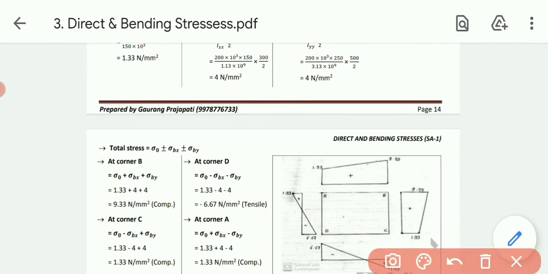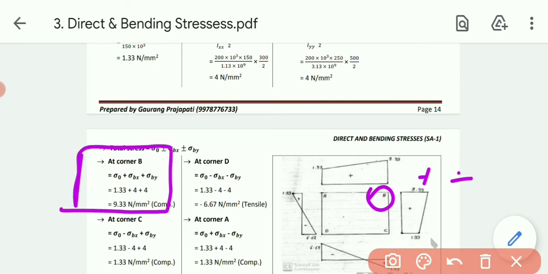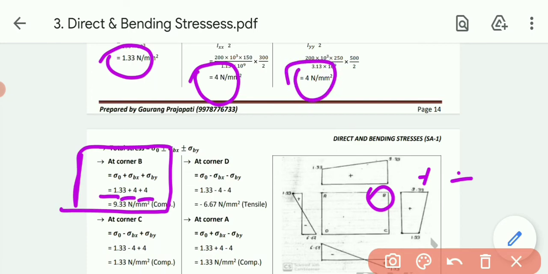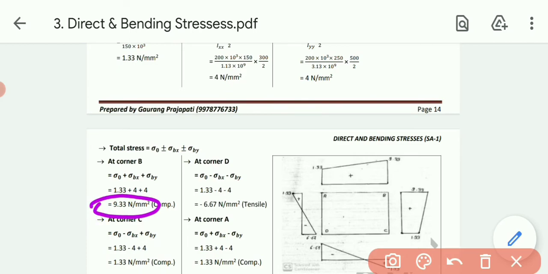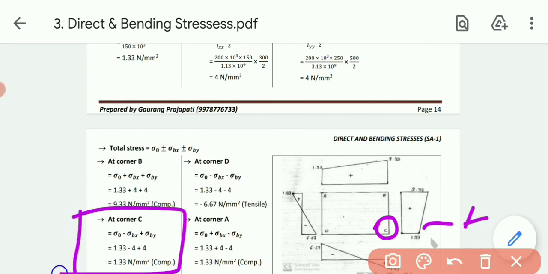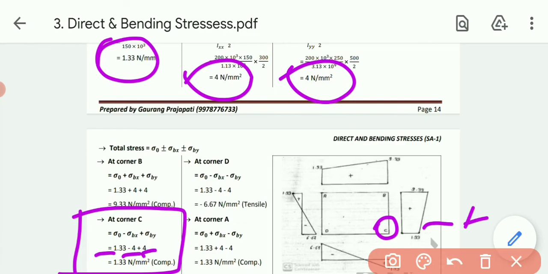So first of all, at corner B, first quadrant, plus plus: sigma 0 plus sigma Bx plus sigma By. Sigma 0 is 1.33, sigma Bx is 4, and sigma By is also 4. Simplifying this, I will get the value 9.33 Newton per mm square, as it is positive, so we can say compressive. Then at corner C, that is second quadrant, minus plus. Formula will be sigma 0 minus sigma Bx plus sigma By. Sigma 0 is 1.33, sigma Bx 4, and sigma By 4. Simplifying this, I will get the answer 1.33 Newton per mm square, compressive.